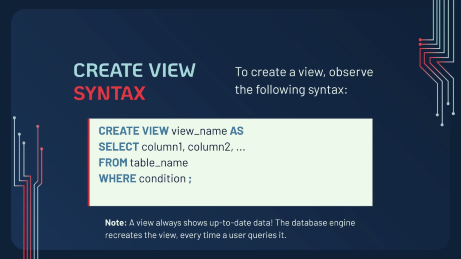Now we have here the syntax to create a view. To create the view, let's observe the following: create view, view name as select, column 1, column 2, etc. from table name where condition. The good thing when using views is that it updates on its own. Whenever there are changes in the table that the view references, you don't have to update it manually in the view itself.